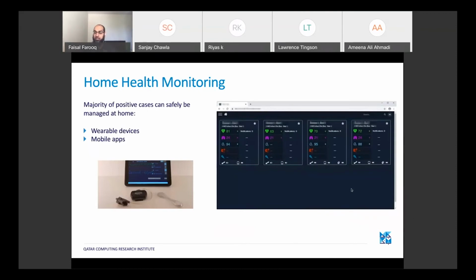These systems will then generate alerts if, for example, someone's oxygen saturation starts decreasing, which is a common thing that happens in patients that end up in ICU for the current COVID-19. They can be called back and told to come in.